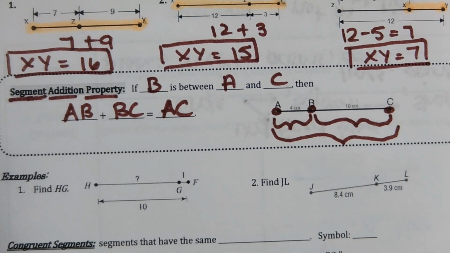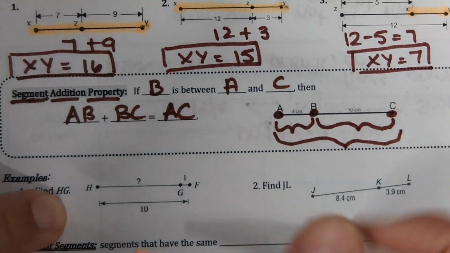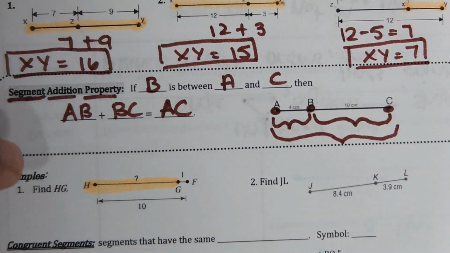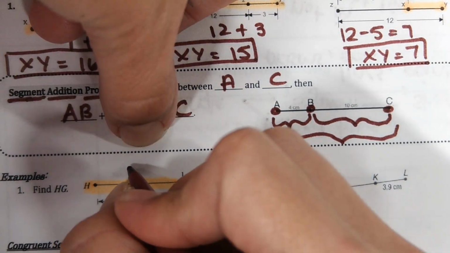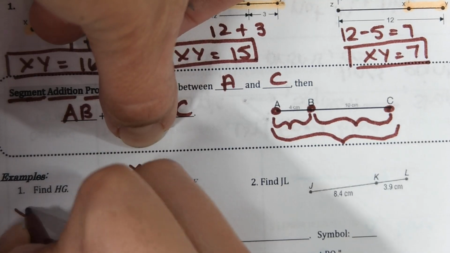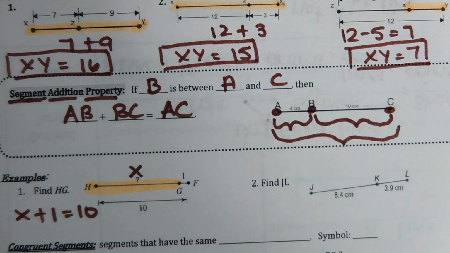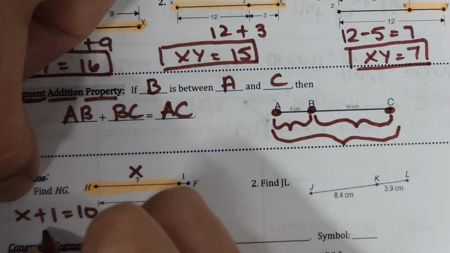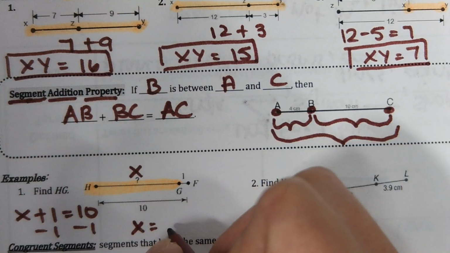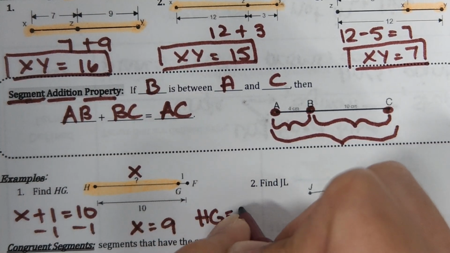Okay, so then we're going to do a couple more practice problems just like we just did. It says find the length of HG. So identify what segment we're looking for right here. Let's just call this X. So this plus this equals the whole thing. So X plus 1 equals 10. Then to solve, we'll just subtract 1 from both sides, and X equals 9. So the length of HG is 9.